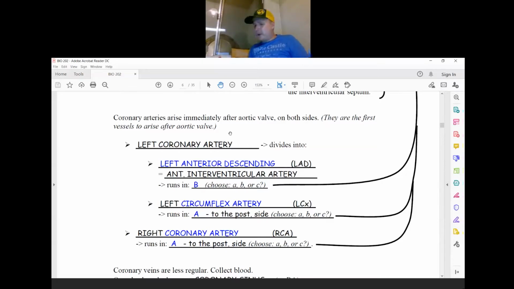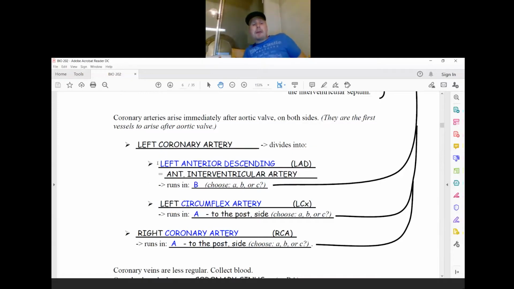I'm thinking what else could I mention at this point. Well, let's just continue with our review, and if there's something else that I've overlooked, it'll come to me. So we'll notice that the left coronary artery divides almost immediately on the left side into two further arteries.